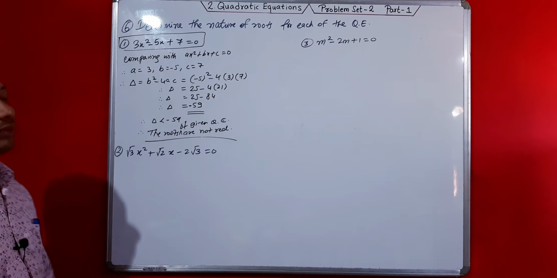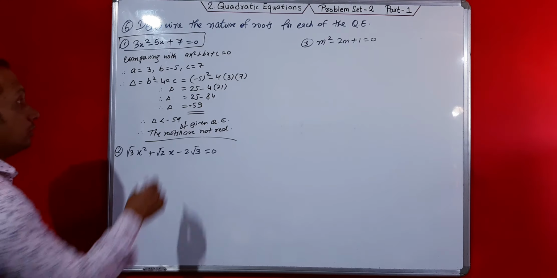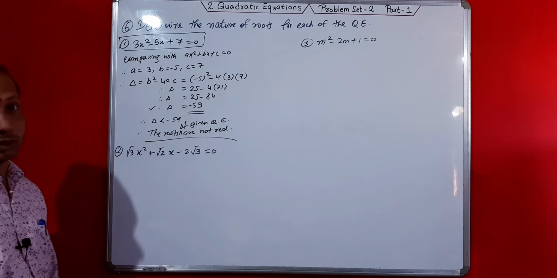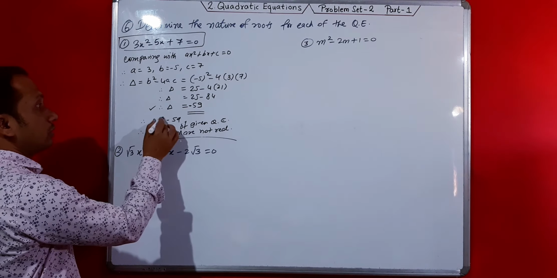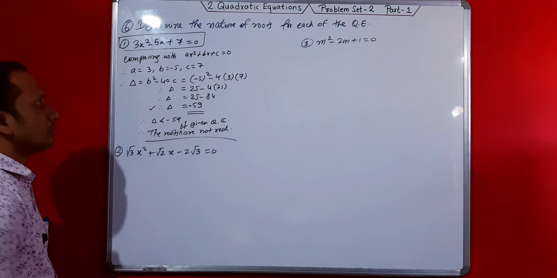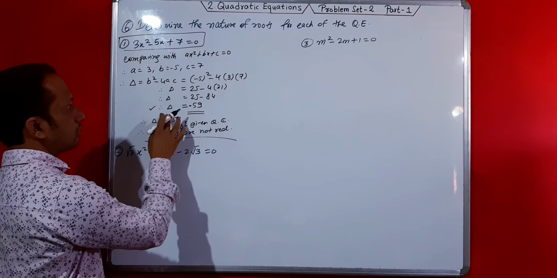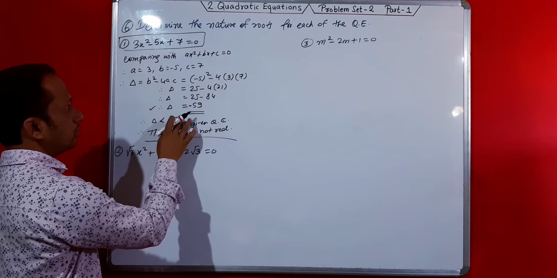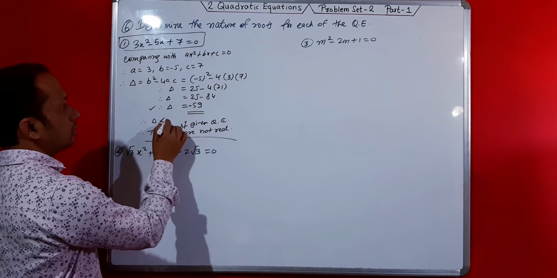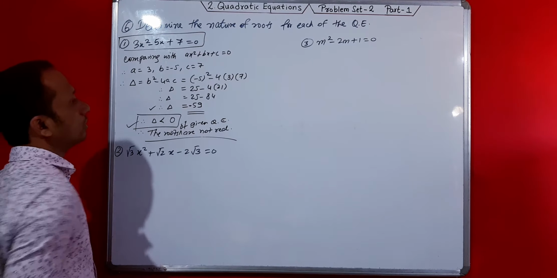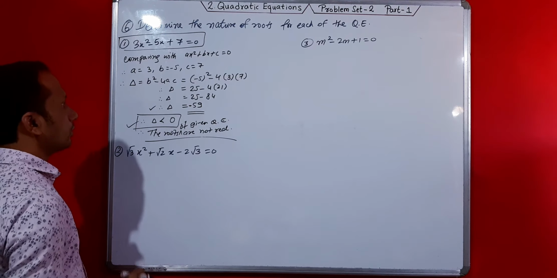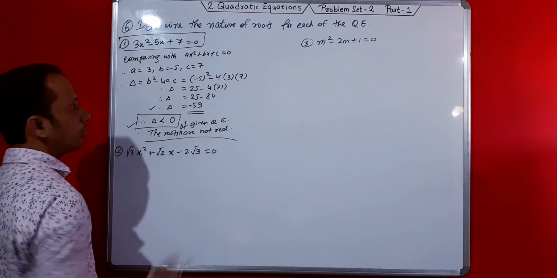If delta, the value of the discriminant, is less than 0, when I compare, delta is smaller than 0, minus 59, at that time the roots are not real.